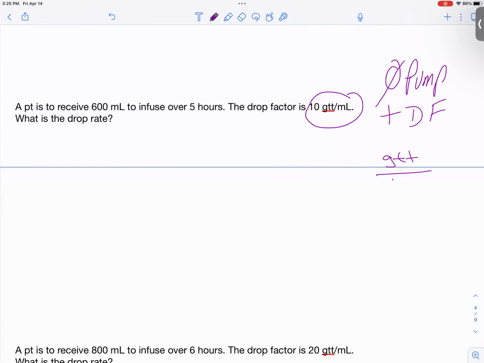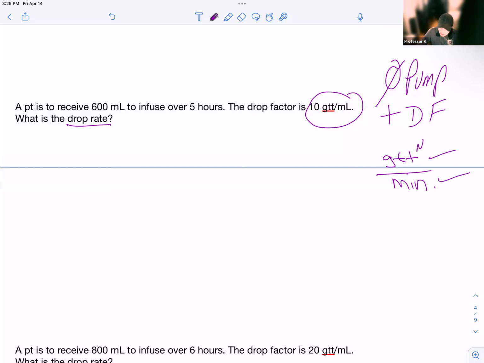Drops per minute. Always drops per minute. There's no IV pump. We're doing gravity. No pump, positive drop factor. It's asking for a flow rate or a drop rate or an infusion rate. It's drops per minute. There's no pump. So I know what my wanted is. So I need drops in my numerator, minutes in my denominator.